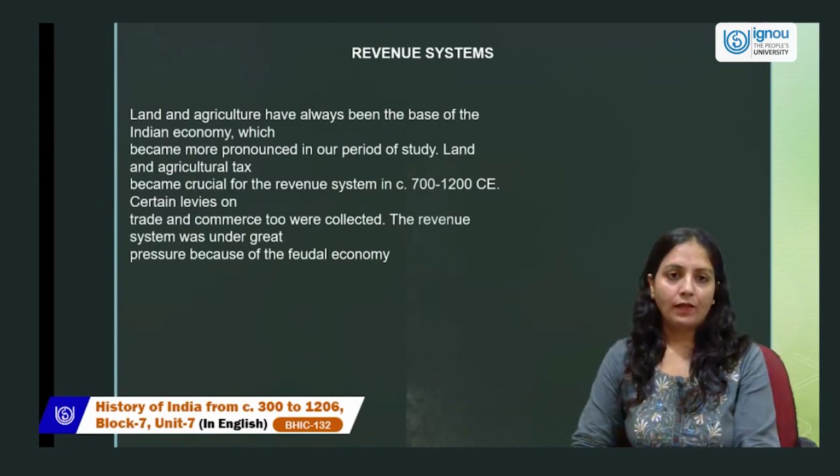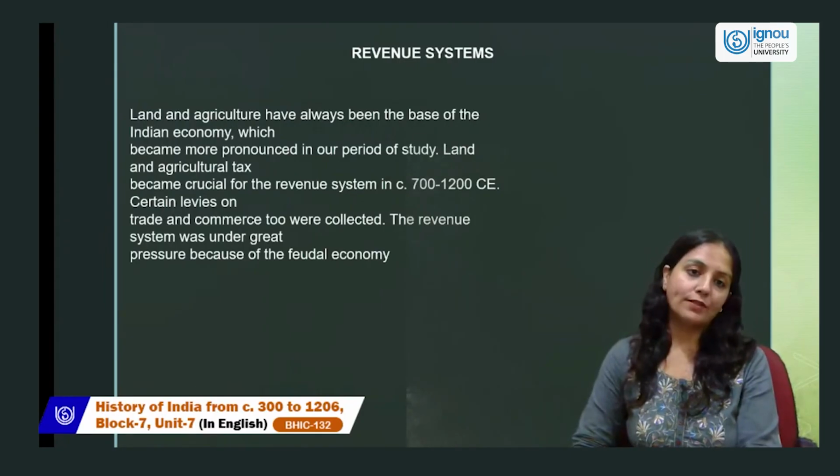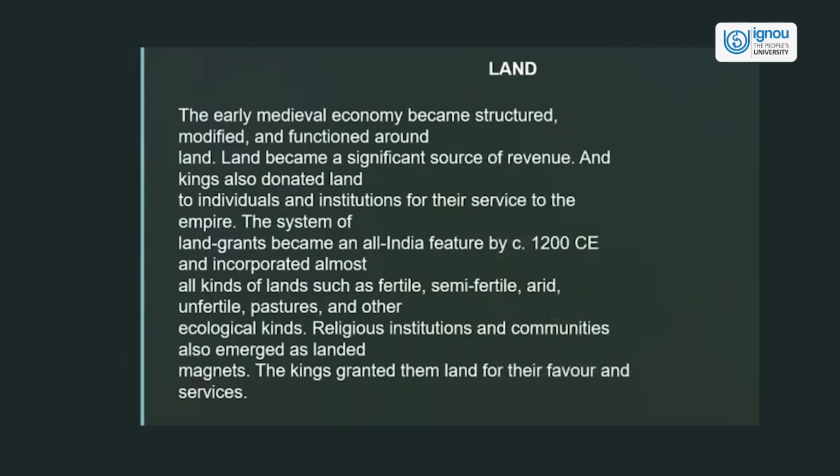Agriculture. The base of Indian economy, which became more pronounced in our period of study. Land and agriculture tax became crucial for the revenue system in 700 to 1200 CE. Certain levies on trade and commerce too were collected.